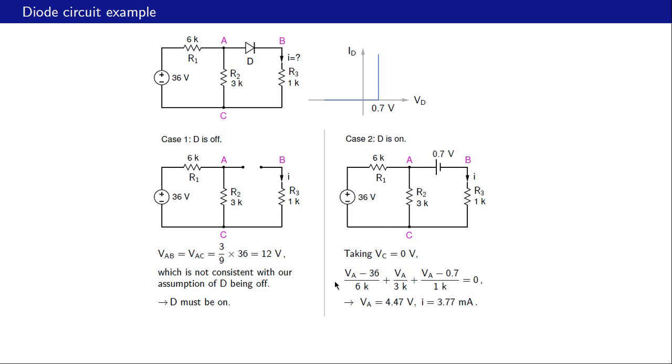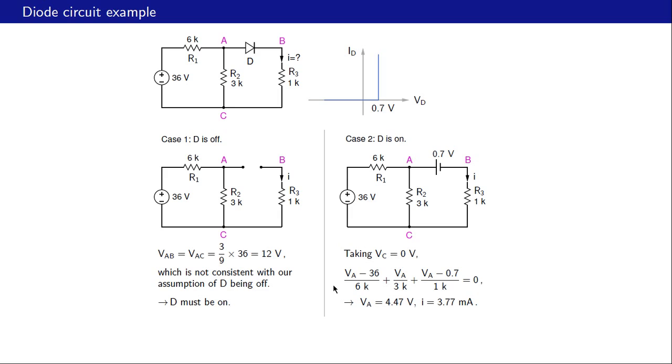So that is what the equation looks like. What is this first term here? VA minus 36, this is VA, that is 36. So VA minus 36 divided by 6K is this current. What about the second term? VA by 3K, VA minus 0 divided by 3K, that is the second current. And VA minus 0.7 by 1K. VA minus 0.7 is this node voltage here, and so that divided by 1K is this current I. So if we add up these three currents, we must get 0.